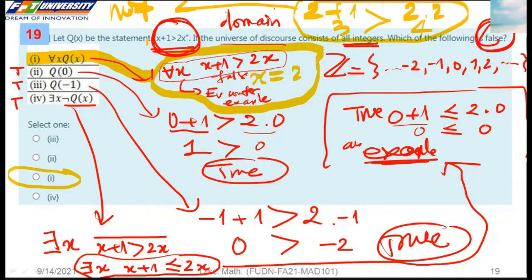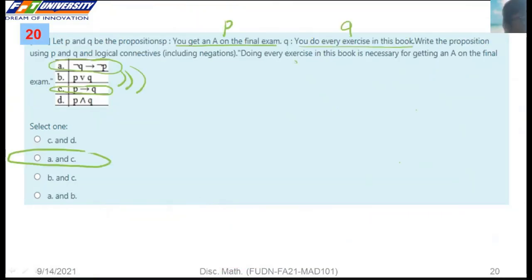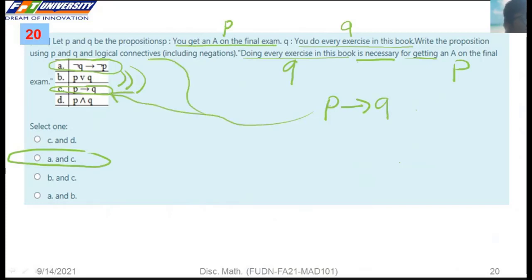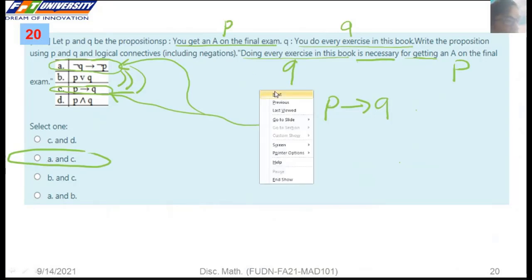So the last one: Q is necessary for P. It means P implies Q. So the third and the equal. So A and C. Any questions?